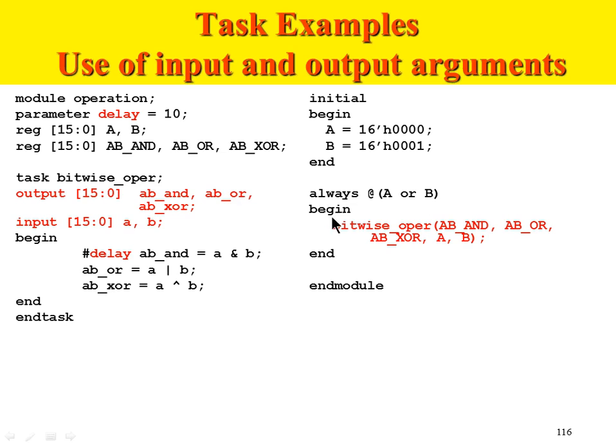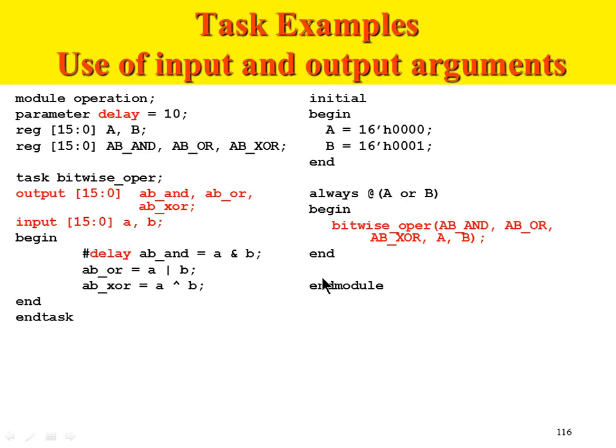Begin the always block. Inside the always block, I'm going to call this task bitwise_operation. Now, when I call this task bitwise_operation, I have to pass five arguments to it. Why five? Because it has three outputs and two inputs. So the inputs A and B will be mapped to capital A and B here. And the outputs coming from the task will get mapped to capital AB_AND, AB_OR and AB_XOR respectively.